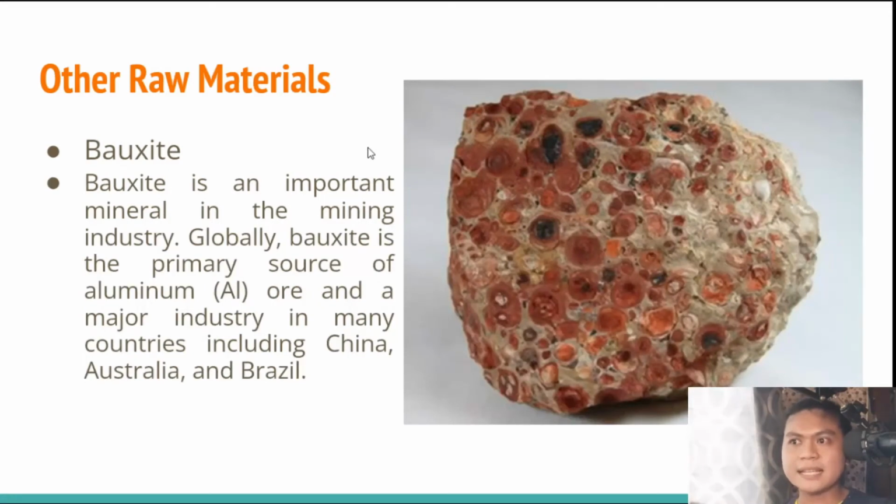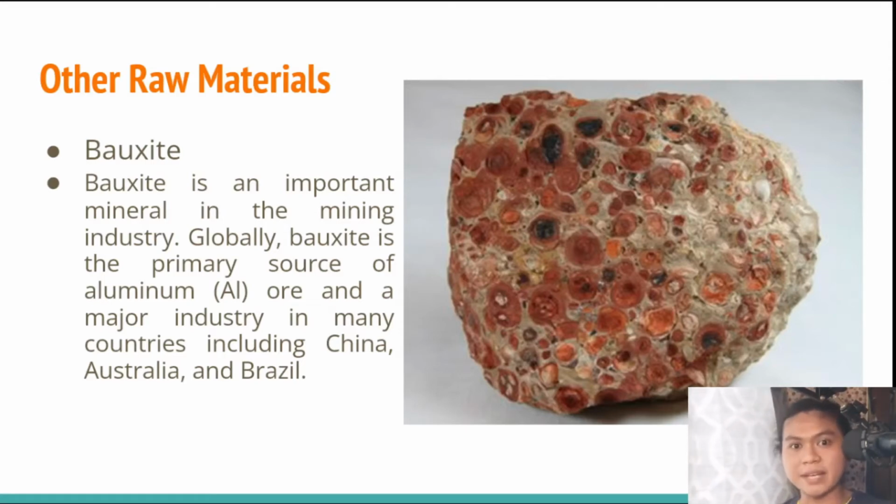And last but not the least, we have bauxite. Bauxite is an important mineral in the mining industry. Globally, bauxite is the primary source of aluminum ore and a major industry in many countries, including China, Australia, and Brazil. So it's in the description already that bauxite is a vital part of this manufacturing, since it is also a primary source of aluminum.